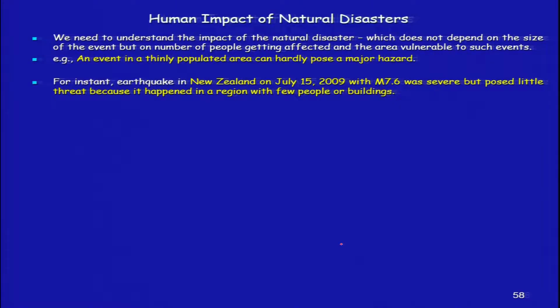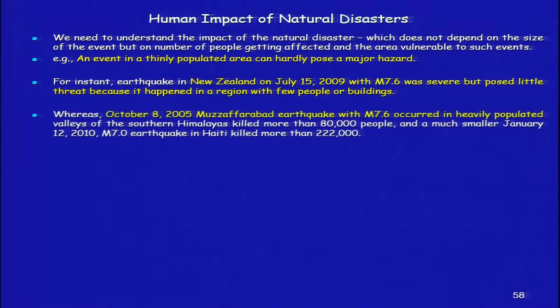So, for instance, the earthquake in New Zealand, which occurred on July 15, 2009, had a magnitude of 7.6. Because 7.6 is considered a large magnitude earthquake, it was severe, but it posed little threat because it happened in a region where very few people and buildings are there.